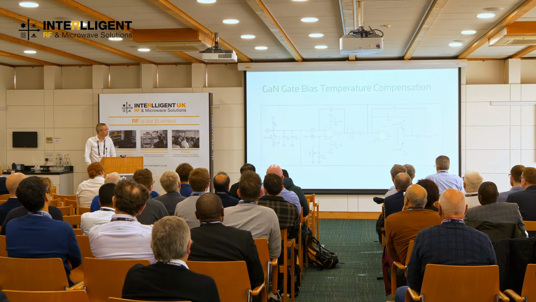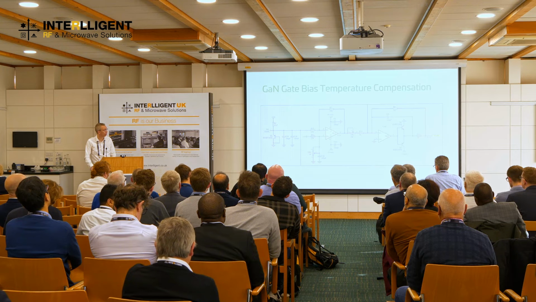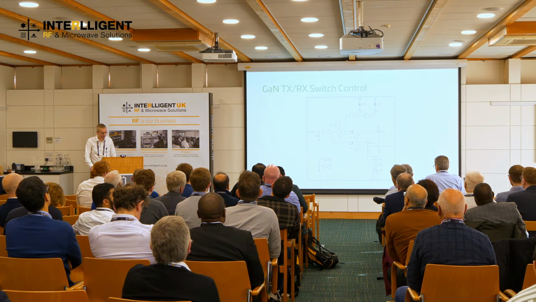So as is the way with these depletion mode devices, we have to control the gate bias, and it has to be controlled over temperature. Qorvo, again, produced some quite nice application notes that use a PN junction as a temp sensor, and you can adjust the slope and offset on here just to trim and maintain constant drain current with temperature.